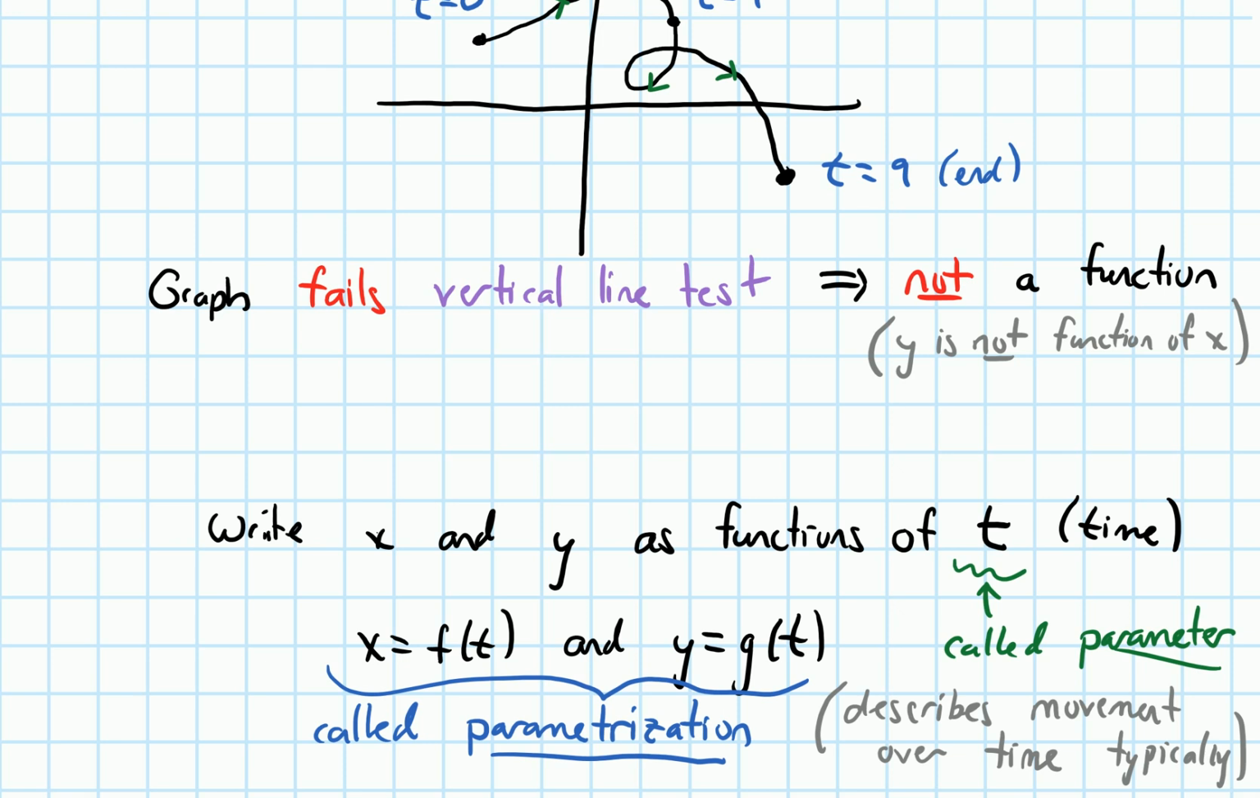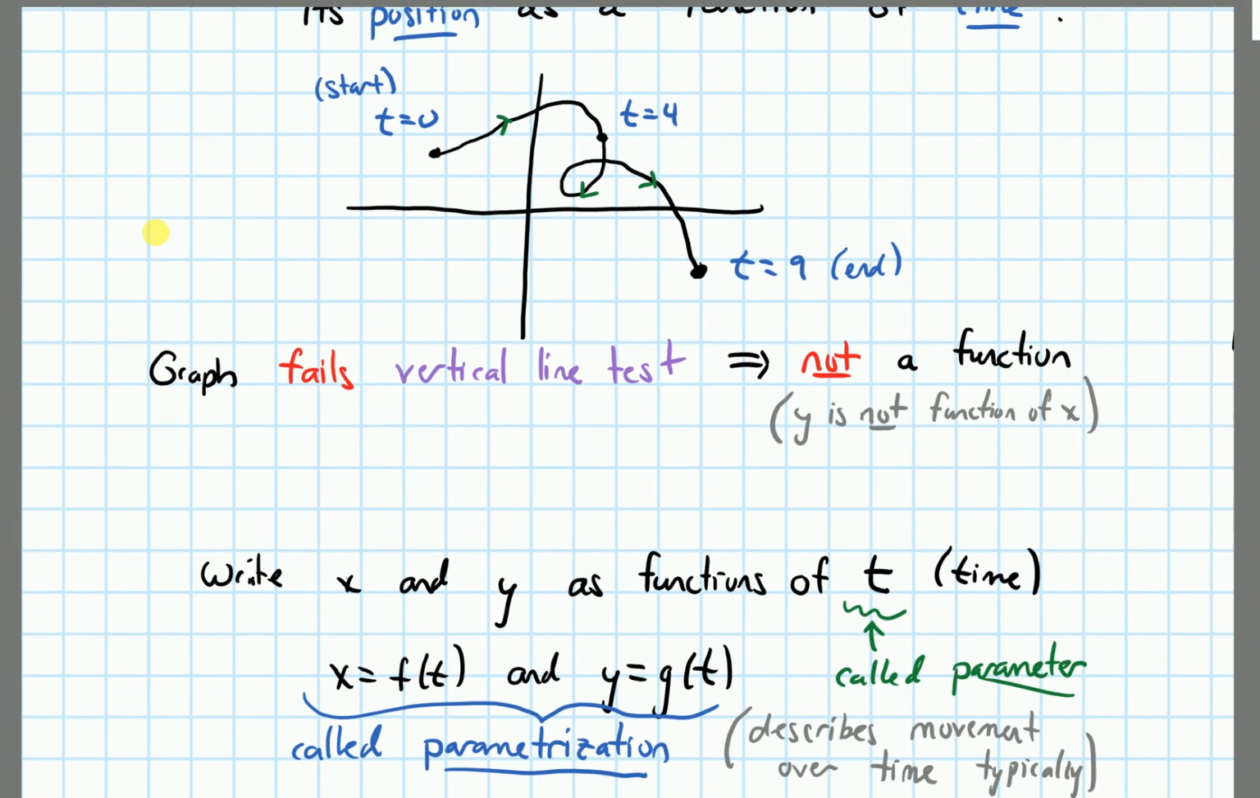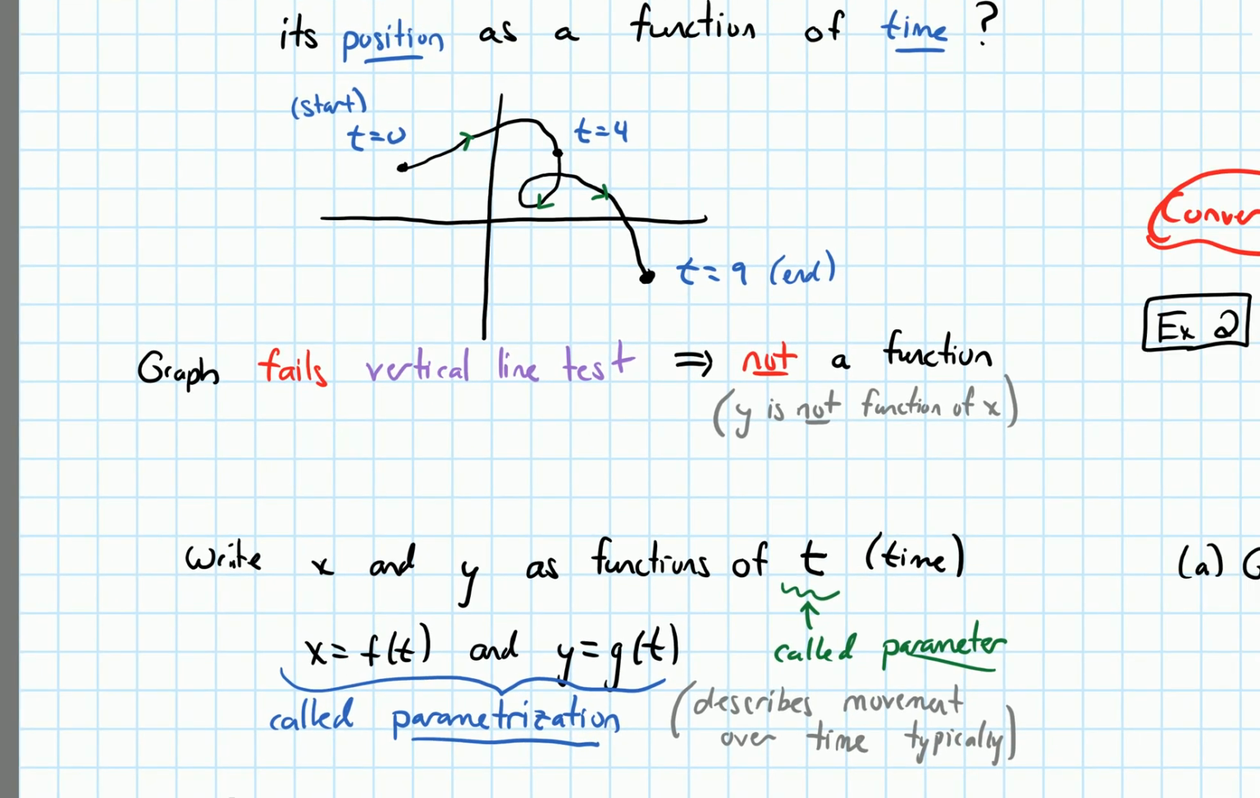Okay, so zooming out, I could look back at my graph in this context. So the x-coordinate is being described by this function f of t. So where it is at t equals 0, this x-coordinate is f of 0. And where it is at t equals 4, that x-coordinate is f of 4. And where it is at t equals 9, that x-coordinate is f of 9.